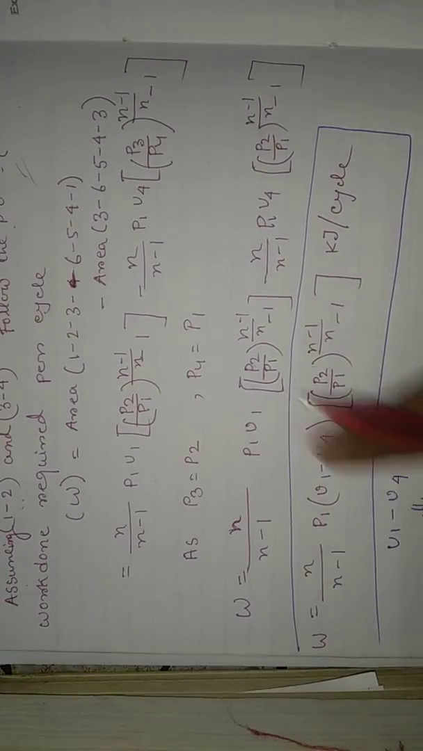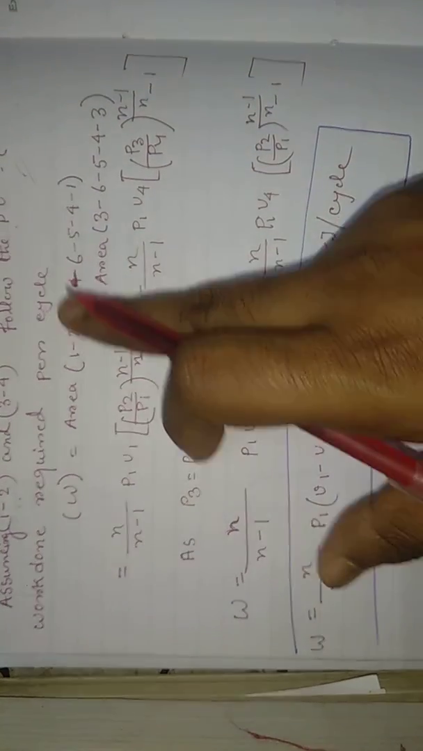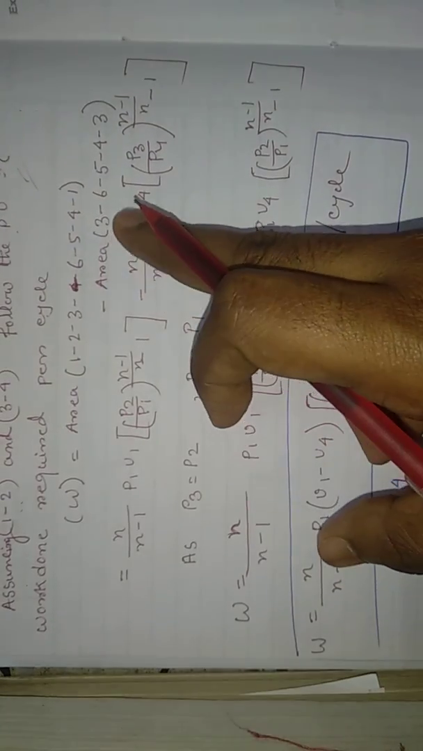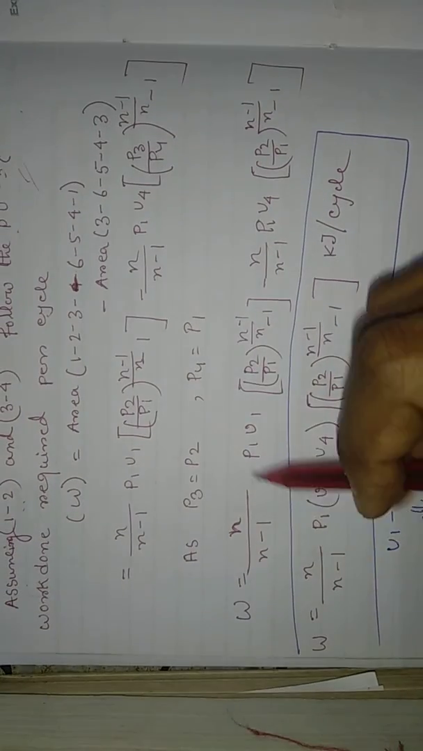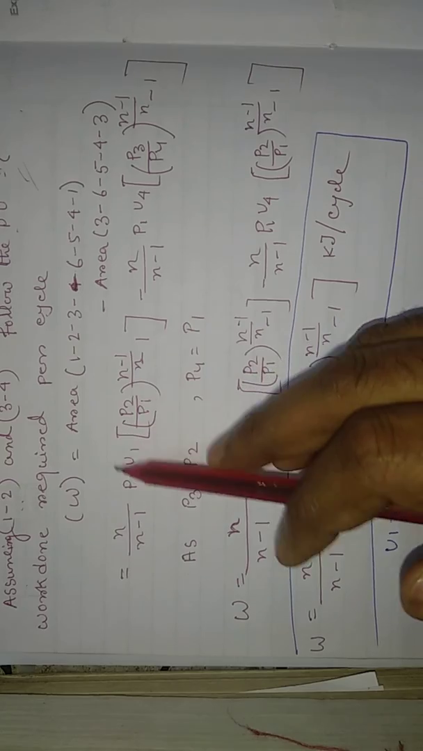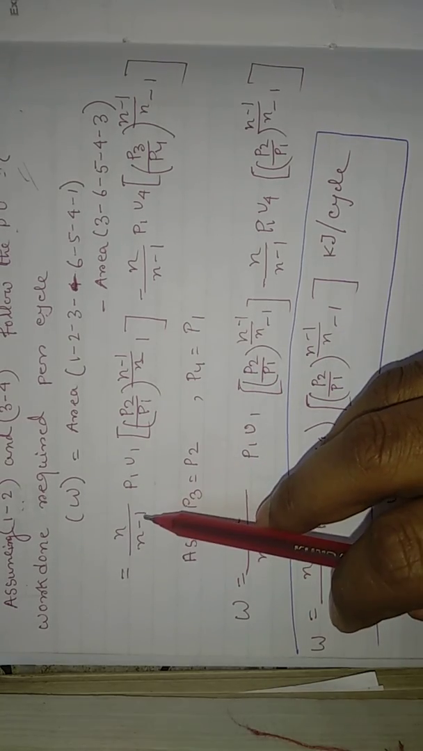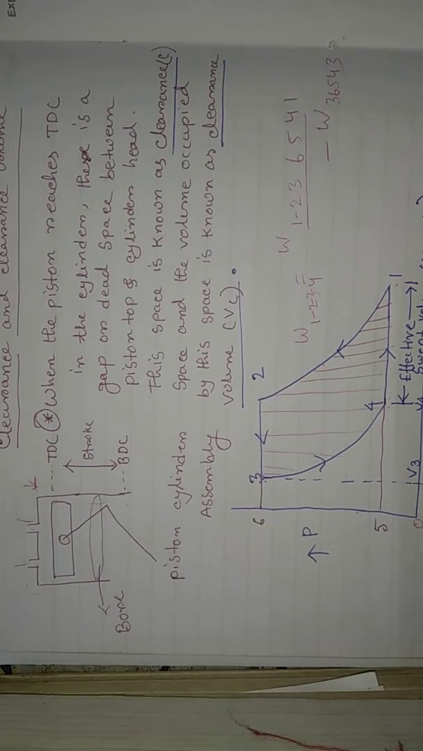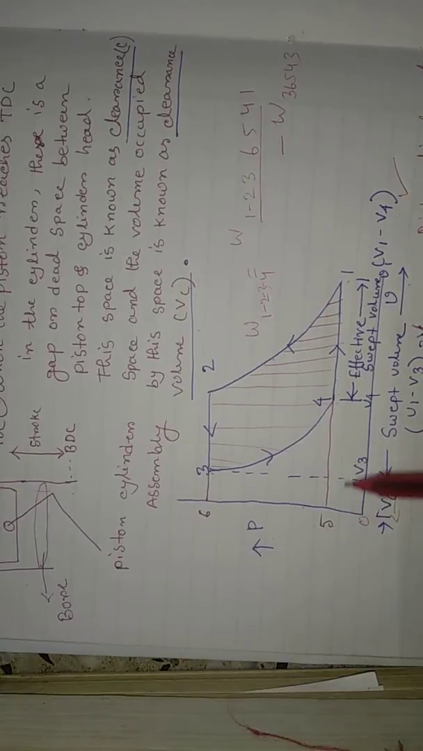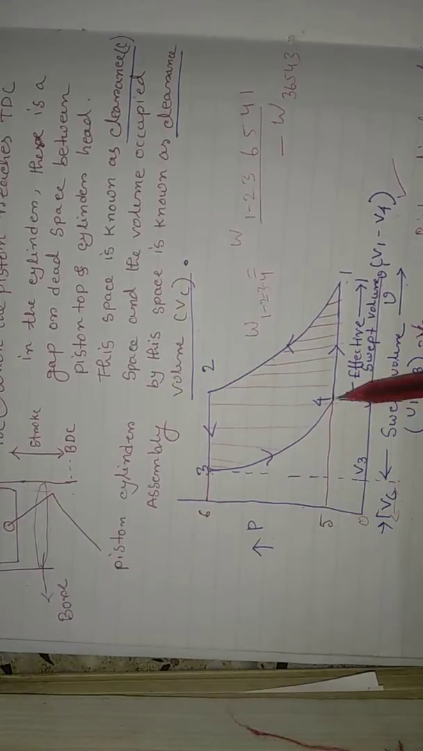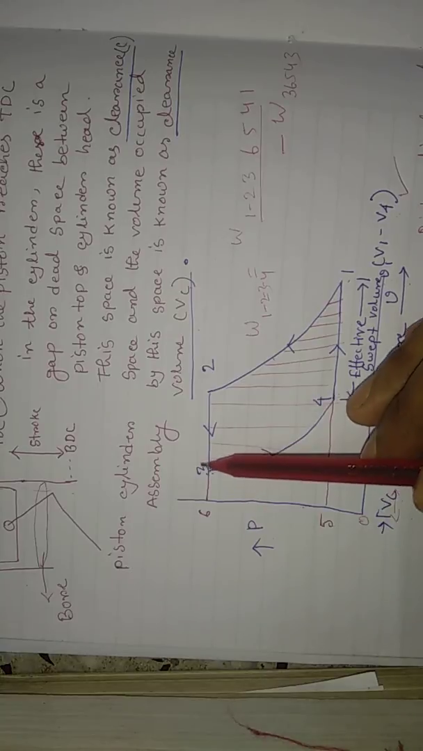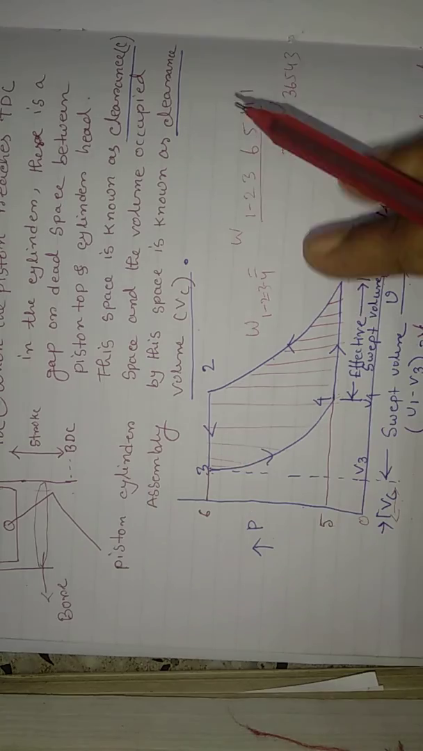Now what is the work done required for the cycle? That is W, the area 1 2 3 6 5 4 1 minus the area 3 6 5 4 3. You are already aware of the work done required for the polytropic process if we do not consider the clearance. For that case, the cycle 1 2 3 6 5 4 1 is a total cycle, so there is no clearance at all. Similarly, the total PV diagram is 3 6 5 4 3, so there is no clearance.